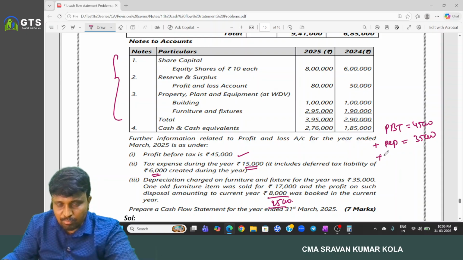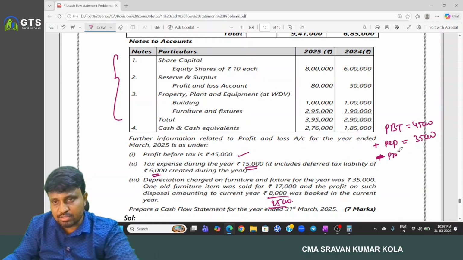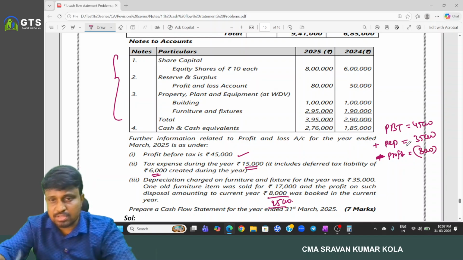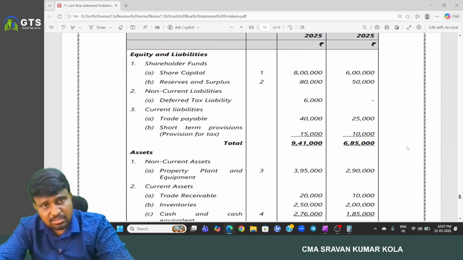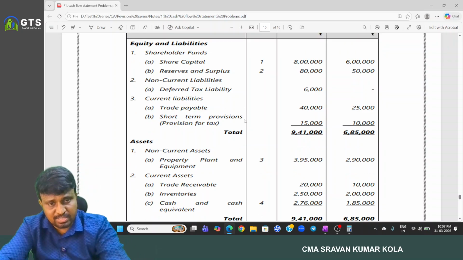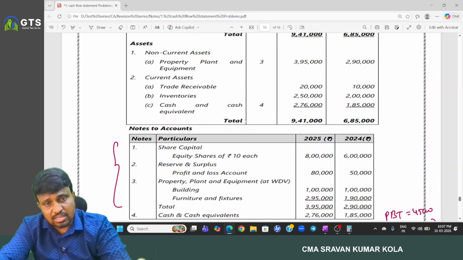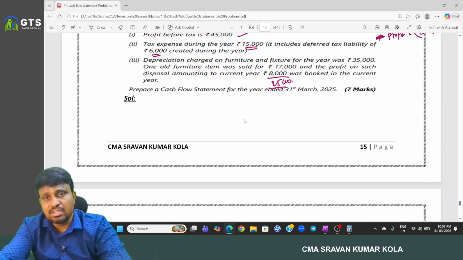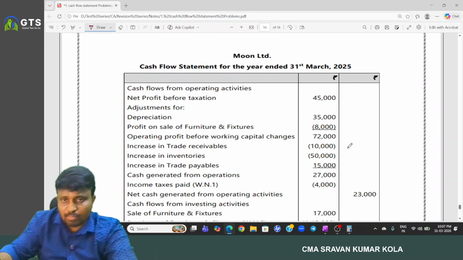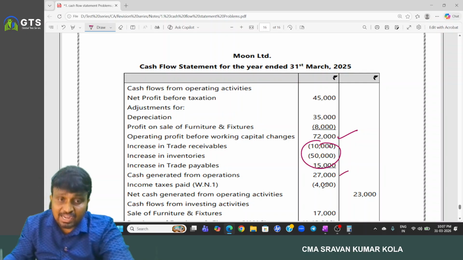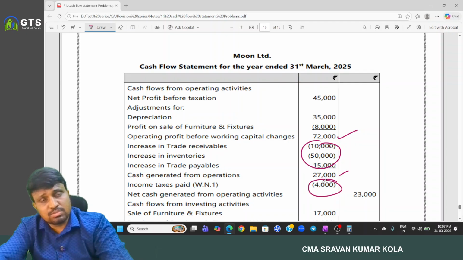And another one, profit on sale of investment is a non-operating income, we have to reduce. Profit on sale of investment. How much amount is there? 8,000. We have to reduce. And then coming to the other, there is no long-term debt for considering the interest payments, etc. And goodwill, intangible assets are not there. If any write-off of intangible assets, we are not required to consider. And directly, this is the operating profit before working capital changes. And this is an important point: 4,000 income tax paid.